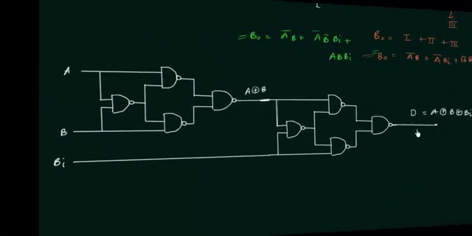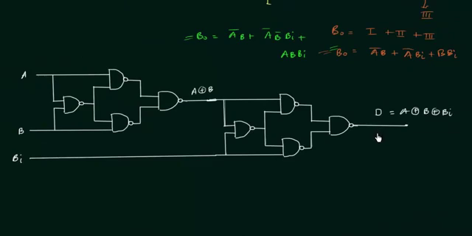The next part is the implementation of borrow output, which is the most important part of this topic. But we will not implement borrow output in this presentation. We will implement it in the next lecture. So this is all for this lecture. In the next lecture, we will implement the borrow output of full subtractor using NAND gates only.